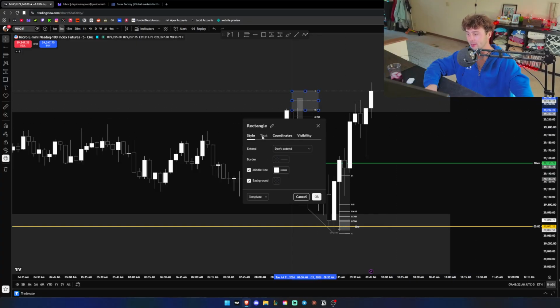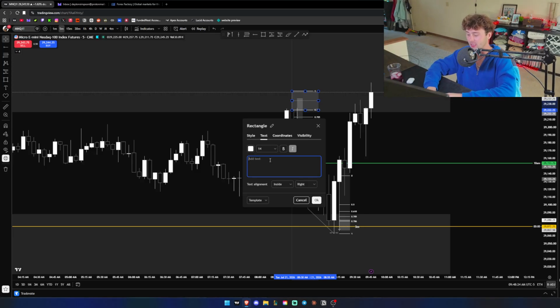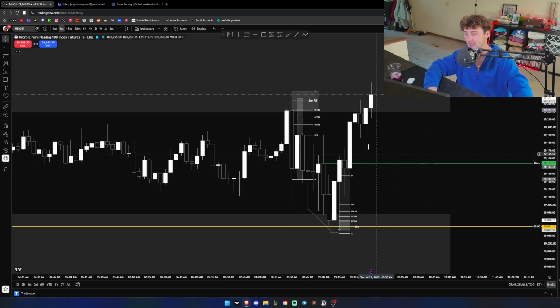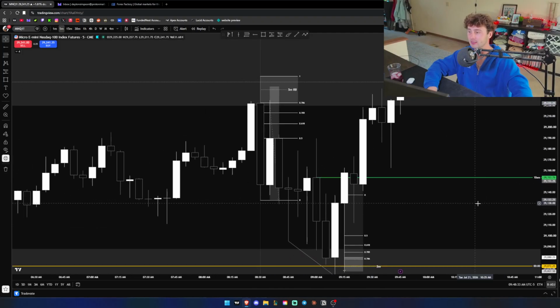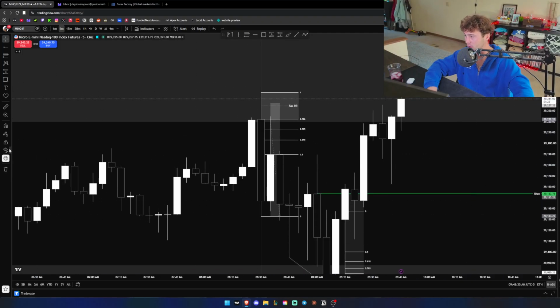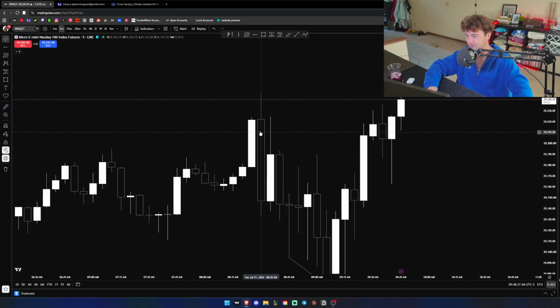I'll go ahead and turn on the middle line and I'll add some text to make it even clearer for you guys. 5-minute RB, boom. Right there it is. Cool. So I hope you guys can see that. So the reason this is a 5-minute rejection block, let me actually turn off all of these drawings.